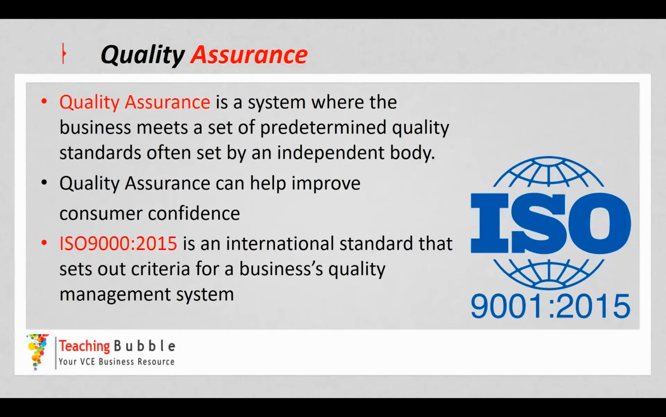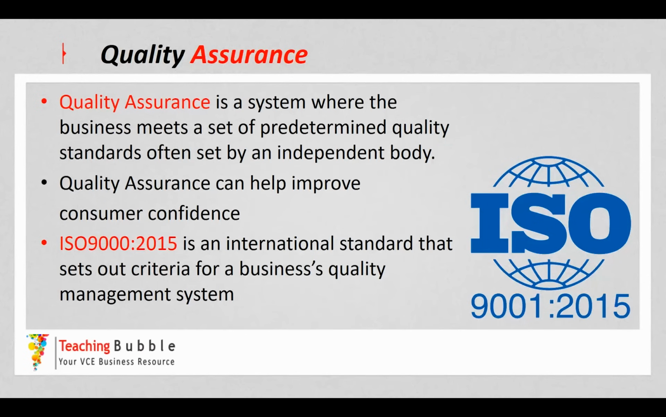The next strategy we're going to look at is quality assurance. Now, it's a system where the business meets a set of predetermined quality standards, which are often set by an independent body. So what happens is that the business will try and meet these particular standards that are set by the independent body. When they do, that independent body will give them a tick of approval, and that enables the business to put that tick of approval or a label on their particular product to say that they are quality assured. That then gives the consumers confidence because they know that they have met a particular standard in terms of quality.